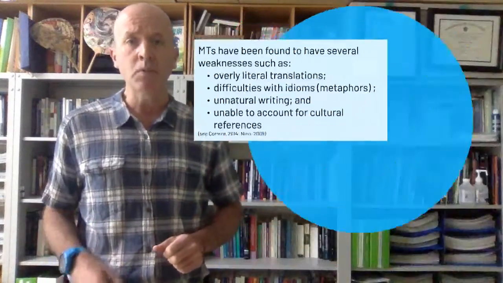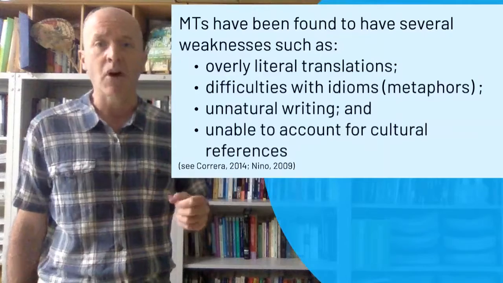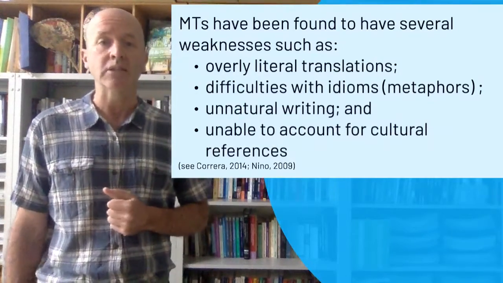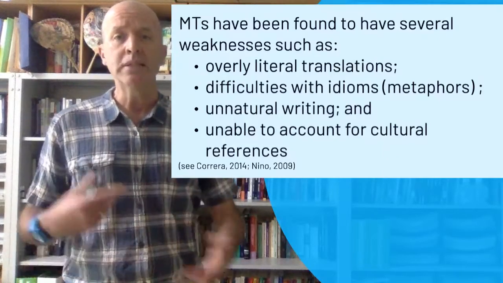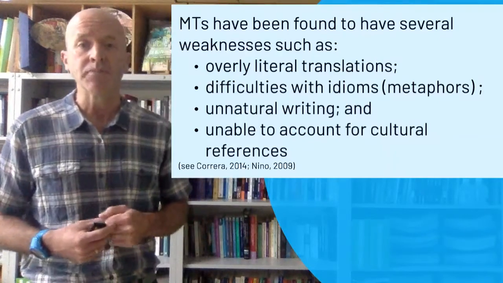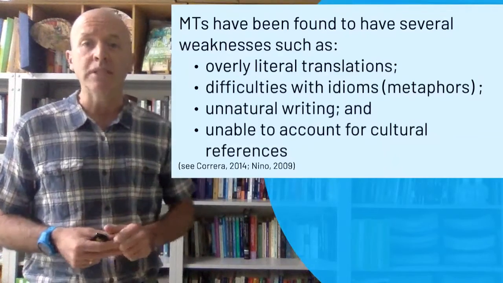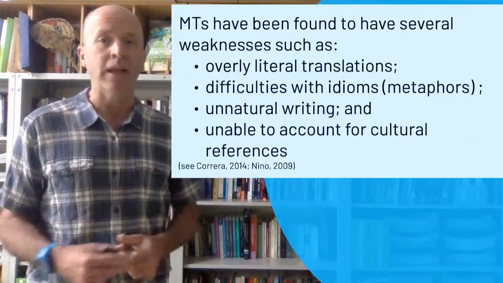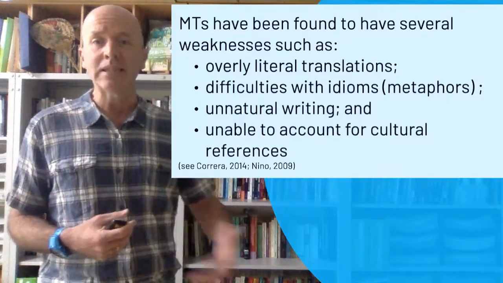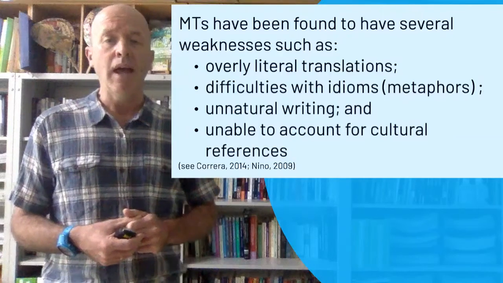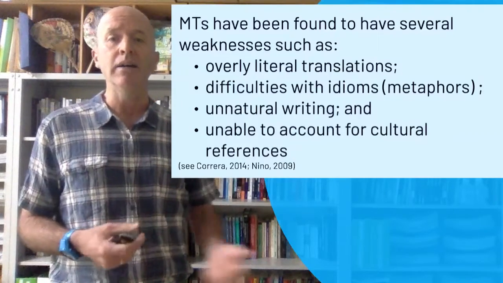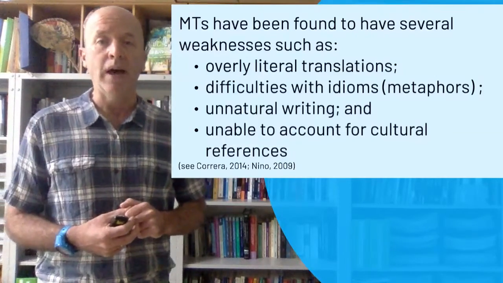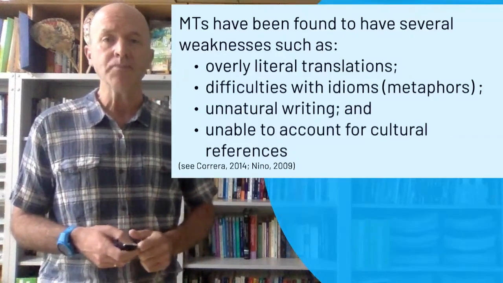And what are some of these problems? Well, I think some of these problems first are that the translations are often overly literal. They're missing out some of the nuances of the language. They also have great difficulties with idioms or metaphors, especially any kind of creative language. The writing style also sounds very unnatural, and it's unable to account for the cultural references that are in the language.